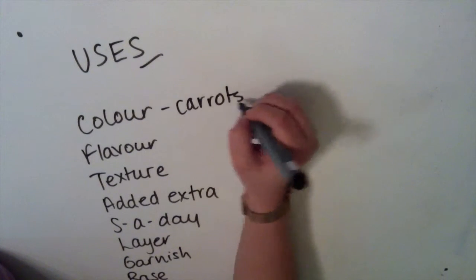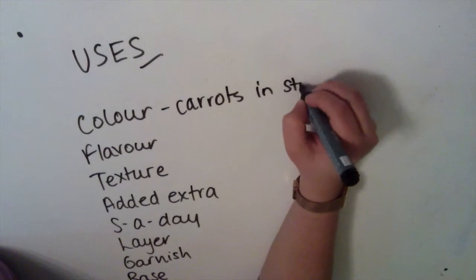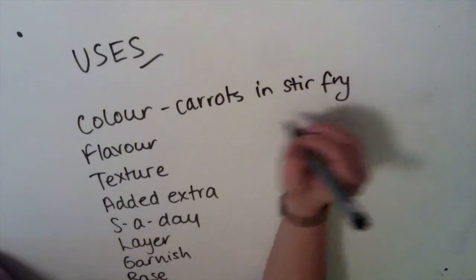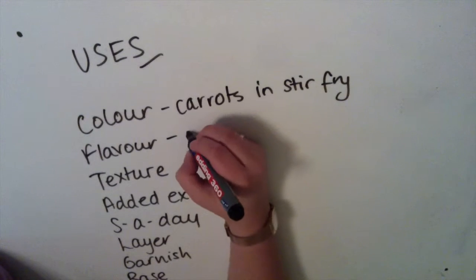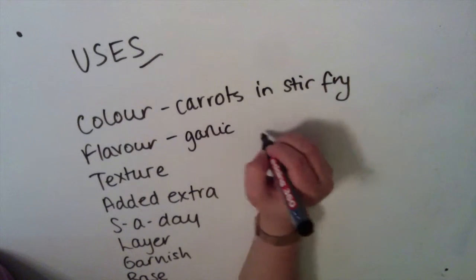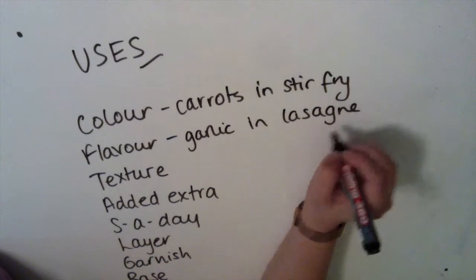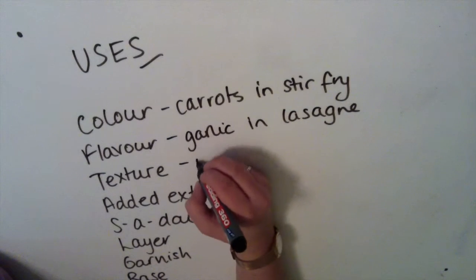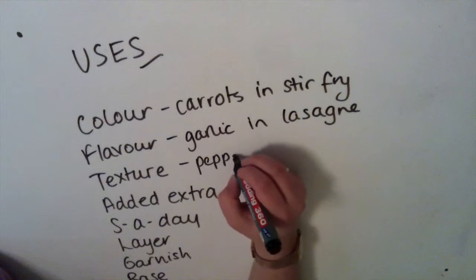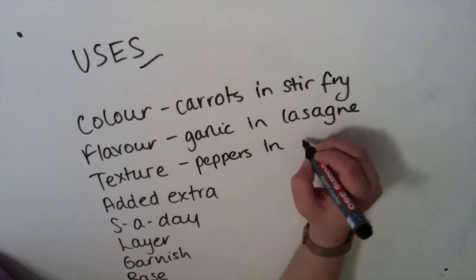Now, obviously lots and lots of fruits and vegetables are really vibrant and bright in colour, so they will add a bright, vibrant colour to your dish. So my example are carrots in a stir fry. The next one I've spoken about is garlic as an example of fruits or vegetables that add flavour. Lots of you made garlic bread for coursework too, and obviously you got a strong garlicky flavour from the garlic.